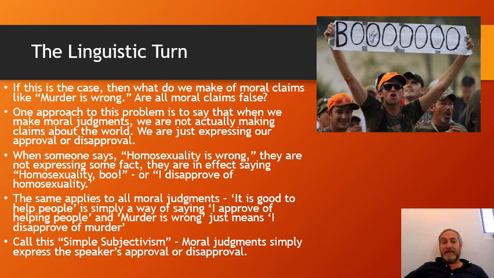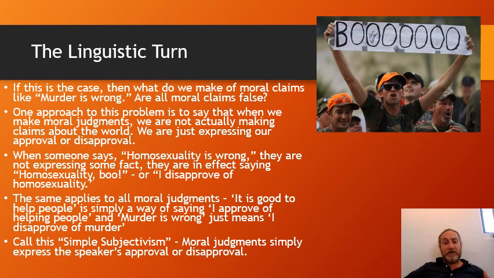If my sentence is meant to be about some fact and there are no such facts, right, then it would potentially be false. But we also might just reinterpret what I'm saying, right, and say that when I say something like murder is wrong, what I'm really doing is just expressing my approval or disapproval, right? So when someone says homosexuality is wrong, again, they're not talking about the world, some objective wrongness in the world. They're in effect saying something like homosexuality, boo, right? Or I disapprove of that, right?